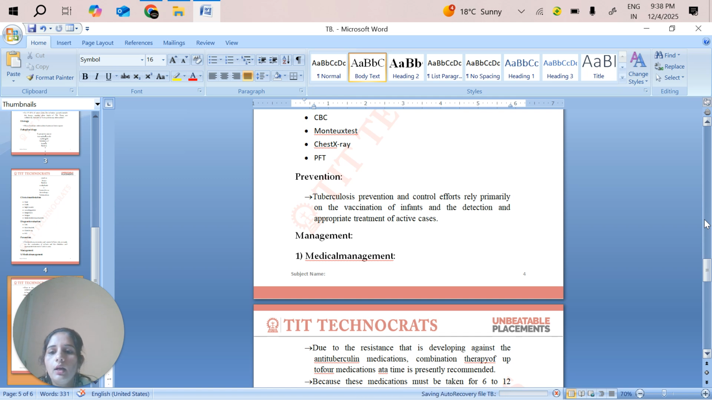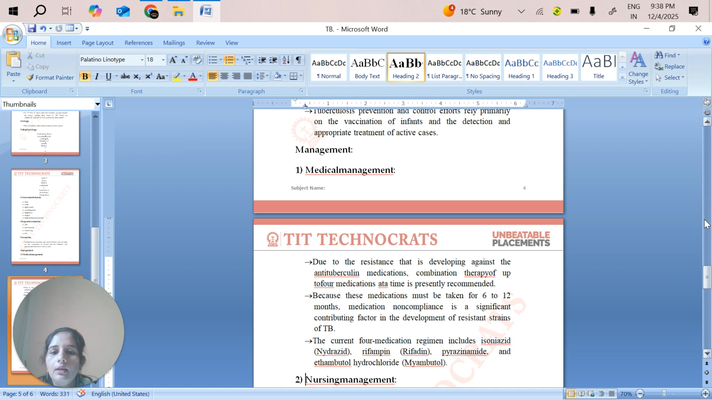Management: there are many types of management. First one, medical management. Second one, surgical management. Third one, nursing management. First of all, medical management.